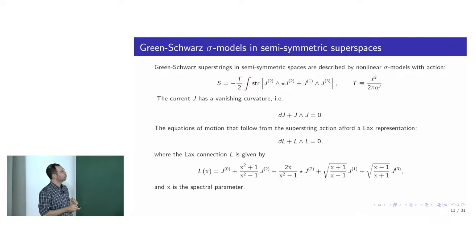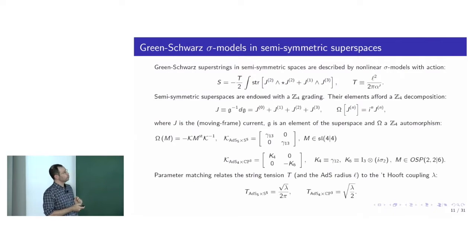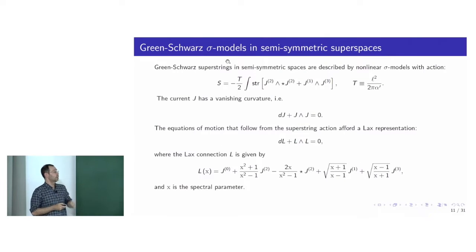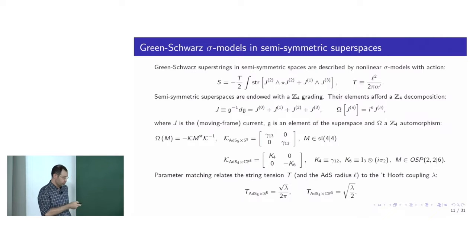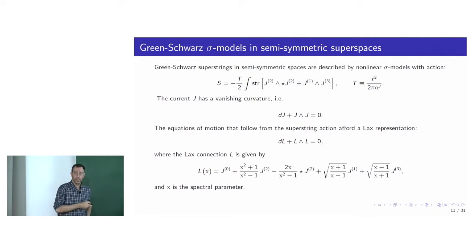So these currents, of course, let me go to some formal facts. This current has a vanishing curvature. It's very easy to differentiate this relationship and see that it satisfies this equation. And then by using the equations of motion that arise from this sigma model, one can show that there is a flat Lax connection, which is given by this formula here. And flatness means that it satisfies this equation. Again, a flatness condition. And x is the so-called spectral parameter.